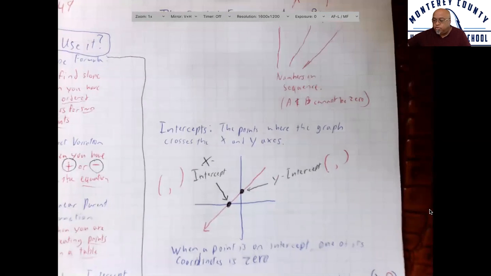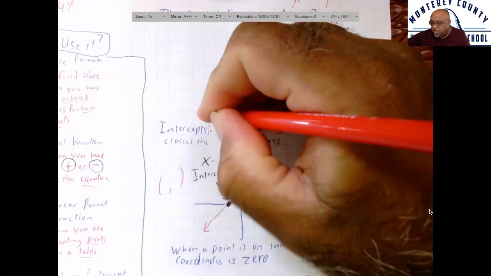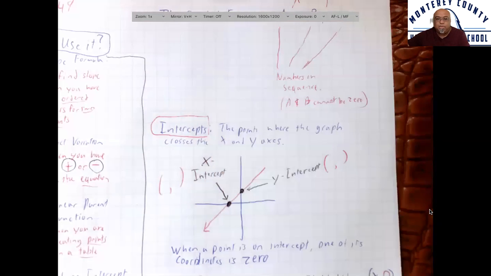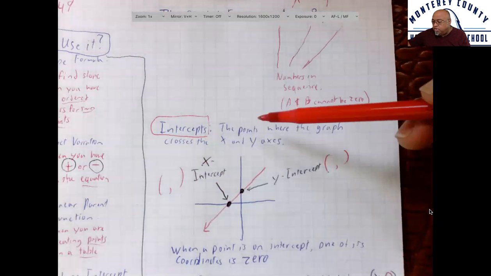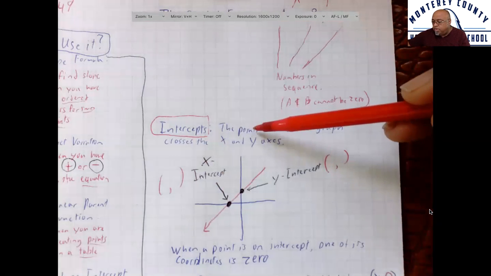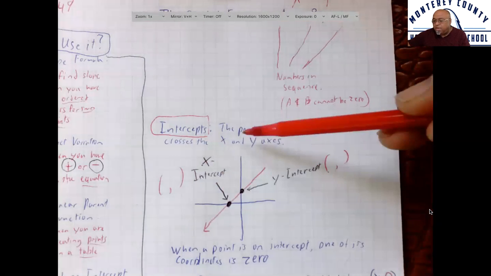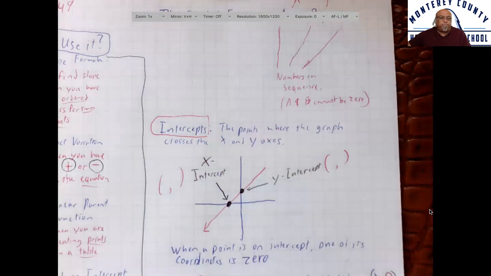Standard form is most focused on the intercepts. If you want me to review what an intercept is, we've been talking about the y-intercept a lot because that's very important in slope-intercept form. But an intercept would be the points where the graph crosses the x and y axis.